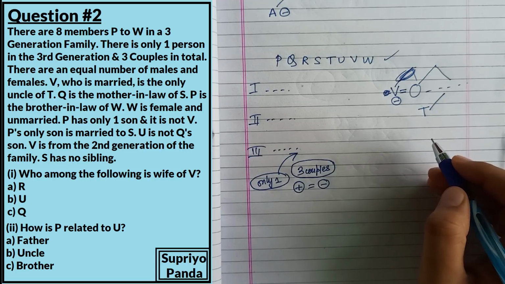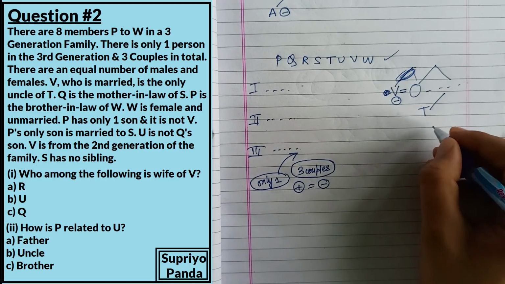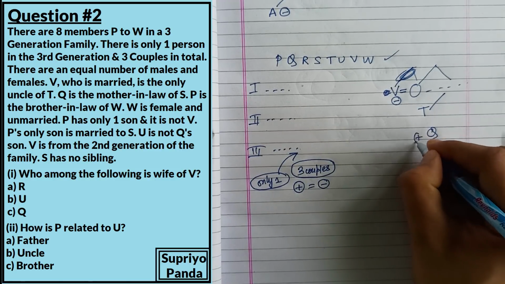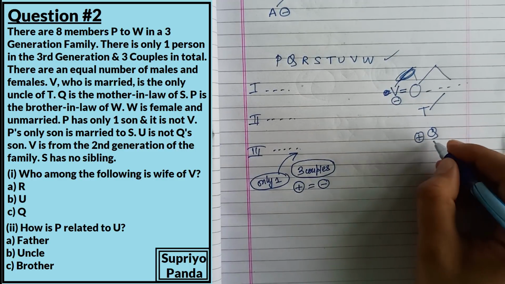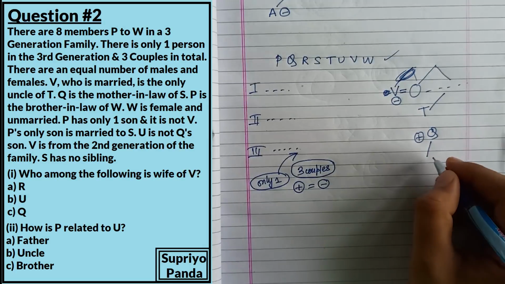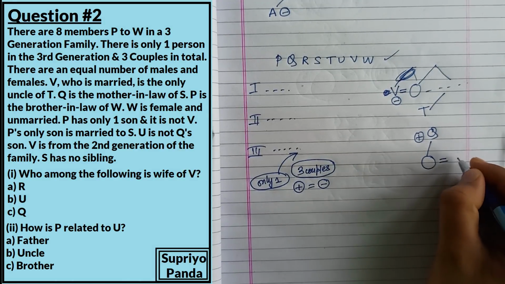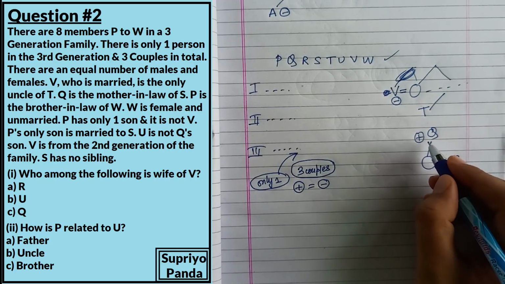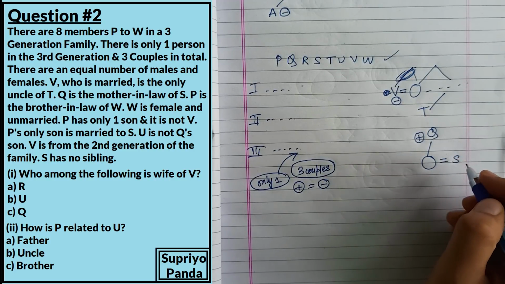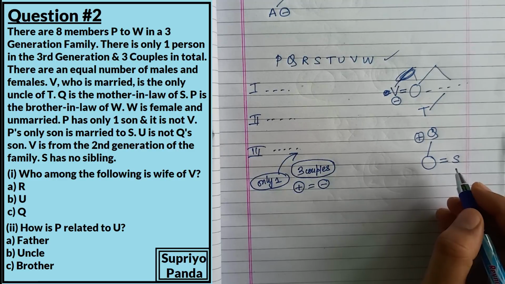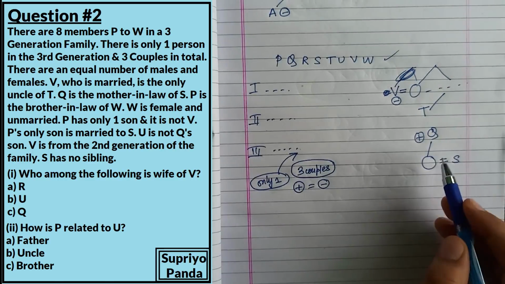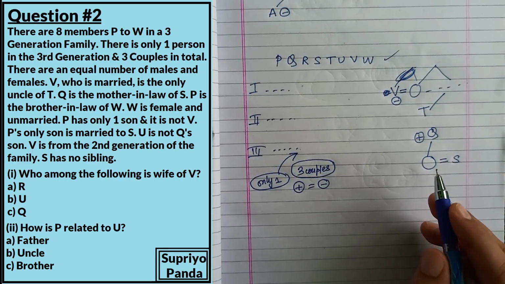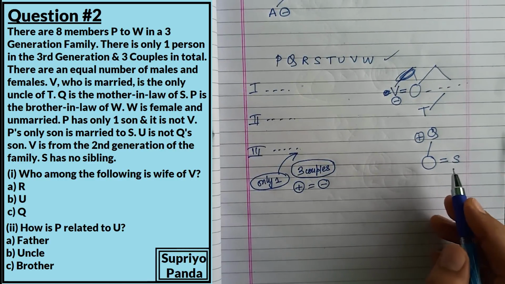So Q is the mother-in-law of S. Fine. So Q is the mom-in-law of S. This means that Q must have some daughter or some son and that person has married S. She is the mom-in-law of S. Fine. We understood that. P is the brother-in-law of W. So we cannot actually represent it over here. So fine, we are not going to represent it. W is female and unmarried. Okay, we'll get back to that.